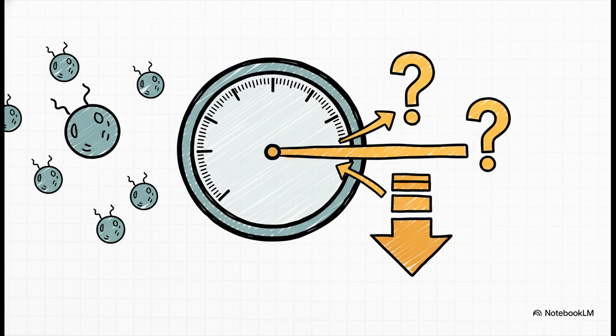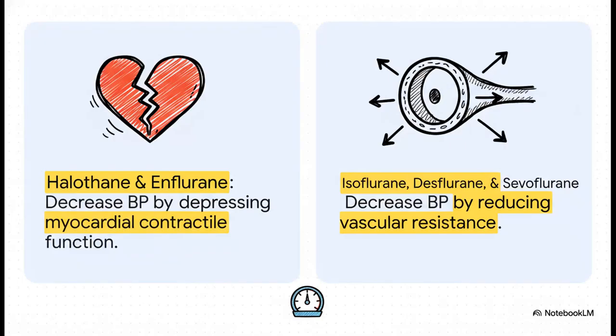But, and this is a really big but, the story isn't nearly that simple. The real art of cardiac anesthesia lies in understanding how each individual agent does this, because the underlying mechanism is completely different and has profound clinical implications for our patients. And what's really interesting here is how our agents split quite neatly into two distinct camps. You have the older agents on one side, halothane and enflurane. They lower blood pressure by directly depressing the heart muscle itself, what we call a negative inotropic effect.